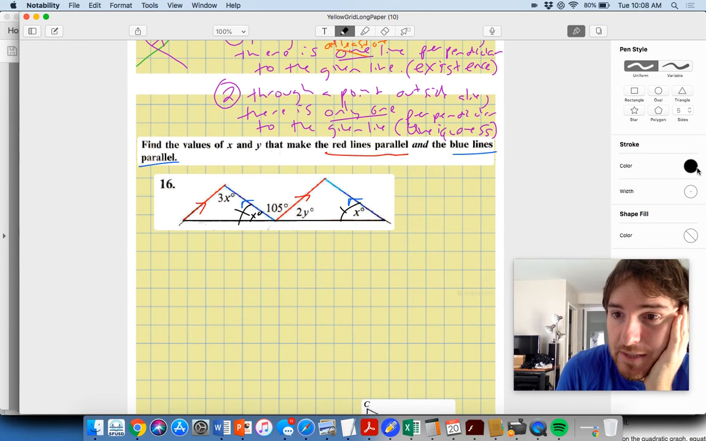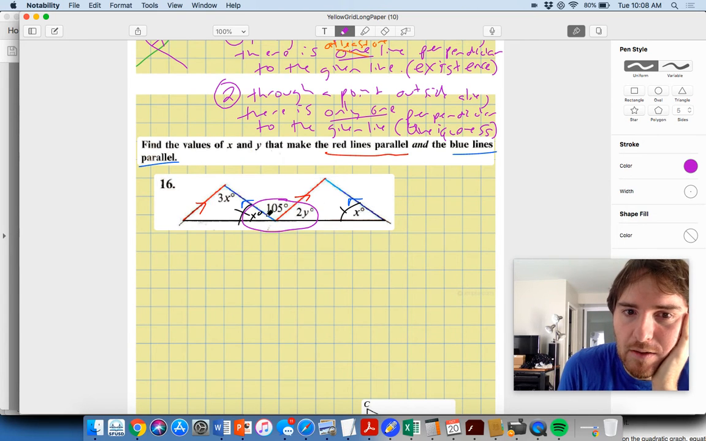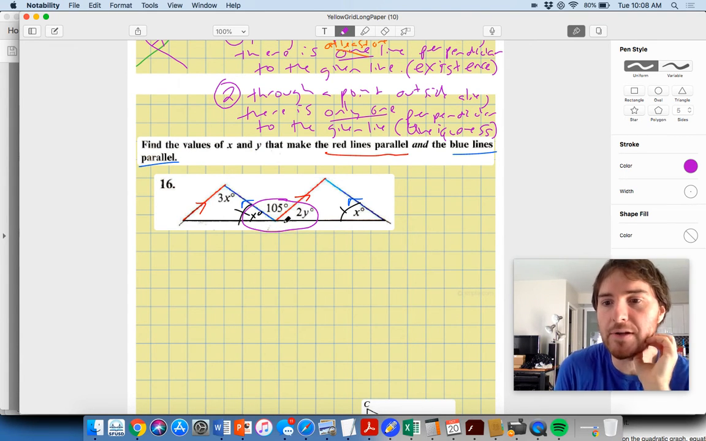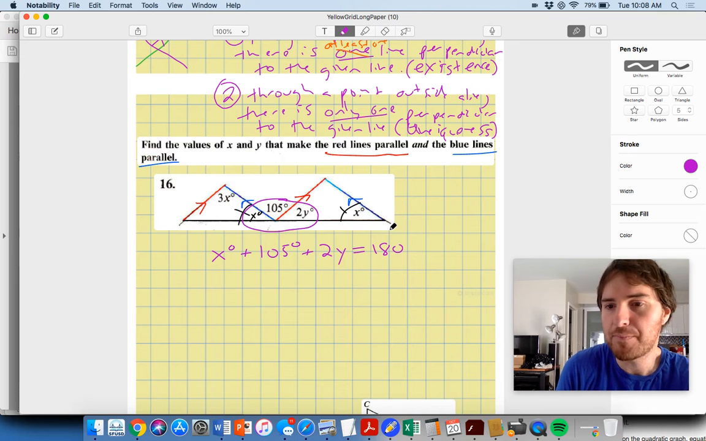So what's interesting to me, I haven't done this one in a while. I noticed this, for instance, I can add all these up, right? Well, the whole thing's a straight angle. So if I added x degrees plus 105 degrees plus 2y degrees, what do I get? I get 180. So I'm just going to put that down. I don't know if that's going to be helpful for us, but I can at least set up an equation and equals 180.